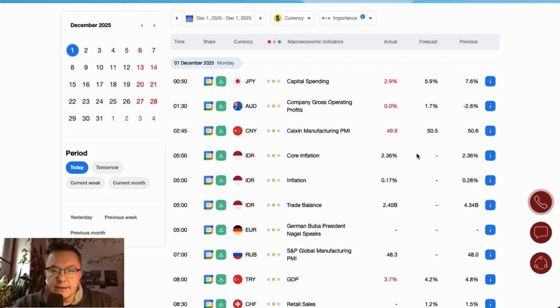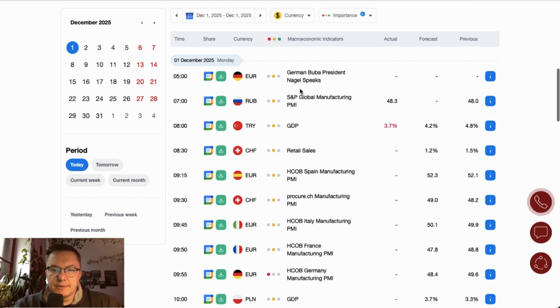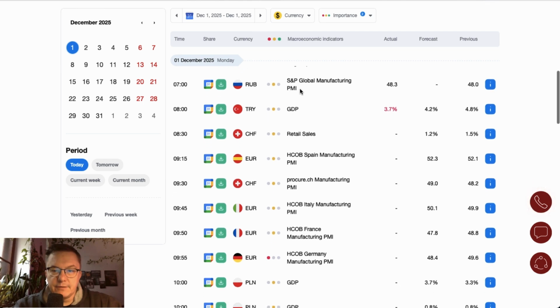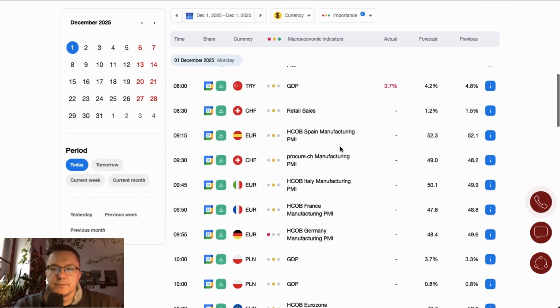Capital spending data in Japan down from 7.6 to 2.9. In Australia, company gross operating profits up from minus 2.6% to 0%. Caixin manufacturing PMI data from China down from 50.6 to 49.9. German BUBA President Joachim Nagel gave a speech at 5 o'clock. S&P global manufacturing data in Russian Federation up from 48 to 48.3.